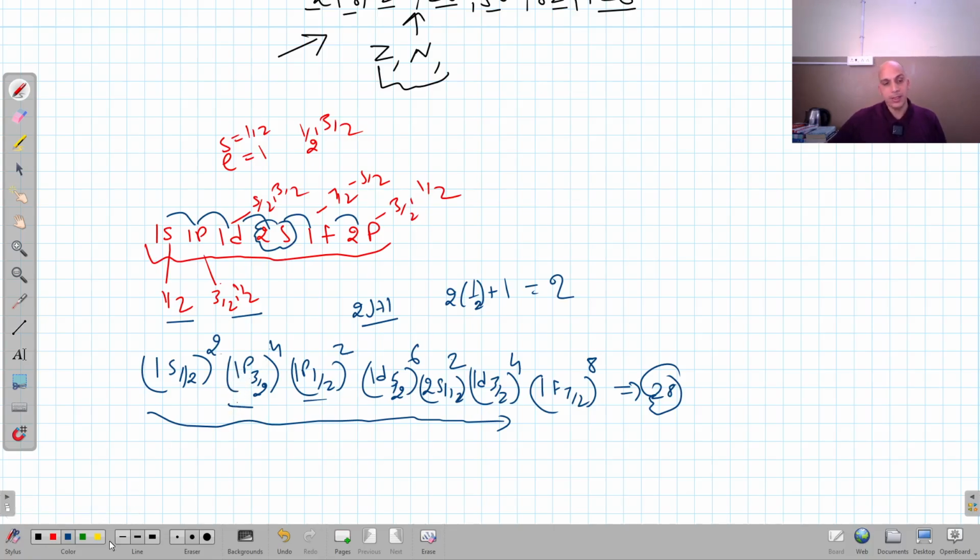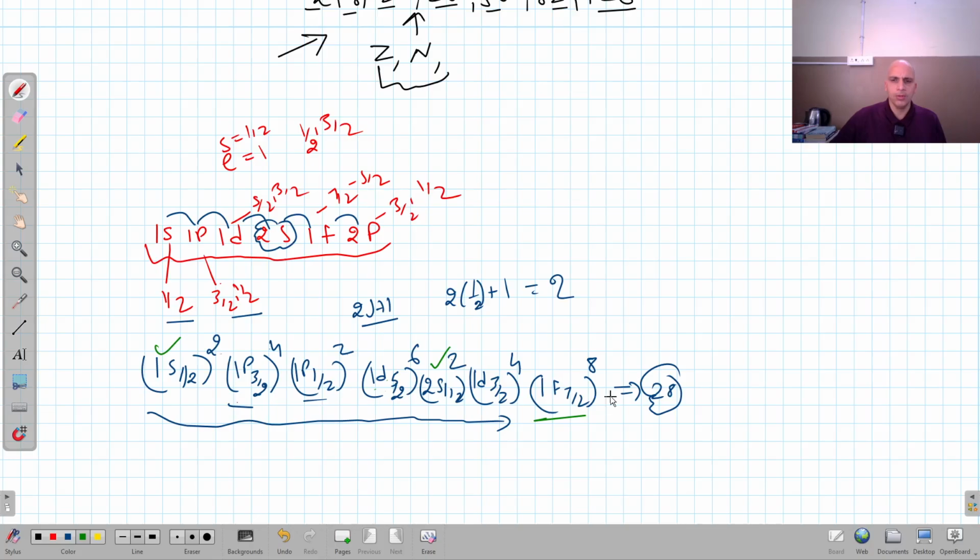So once again, I am saying that this sequence is very, very important: 1s, 1p, 1d, 2s, 1f, 2p. First of all, we have to remember it. Then we have to remember that 2s will come in between these two. This is very important. And then up to 1f 7/2 is enough.